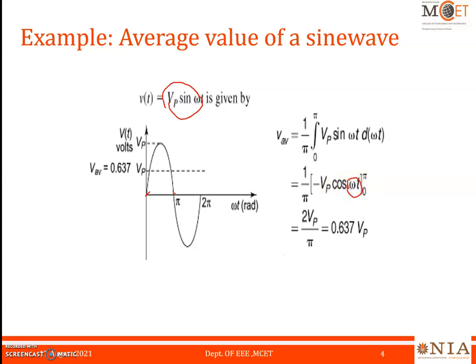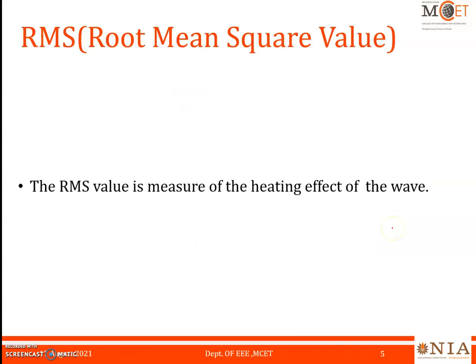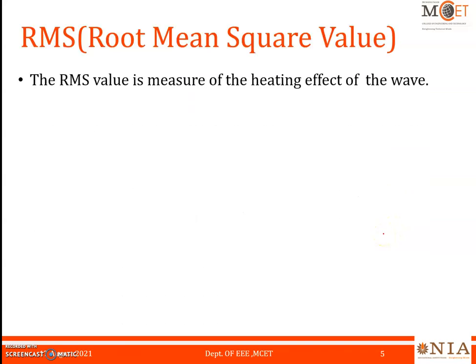So cos pi value is minus 1. So minus into minus is plus Vp. Next, cos 0 value is 1. So minus into minus is plus. So 1 plus 1 is 2. So 2 Vp by pi. So the average value of a sine waveform is 0.637 Vp.